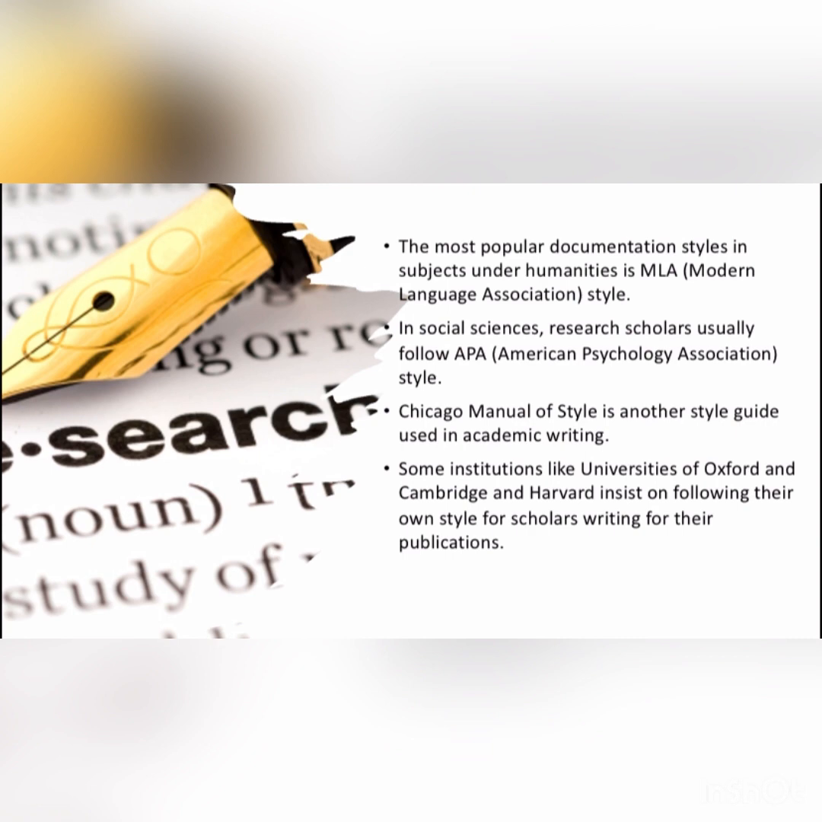Chicago Manual of Style is another style guide used in academic writing. Some institutions like the universities of Oxford and Cambridge and Harvard insist on following their own style for scholars writing for their publications. So when you prepare for journals published by the universities of Oxford or Cambridge or Harvard, you need to follow a specific style put forward by these institutions. You can't follow APA style or MLA style, but another style given by these institutions themselves.